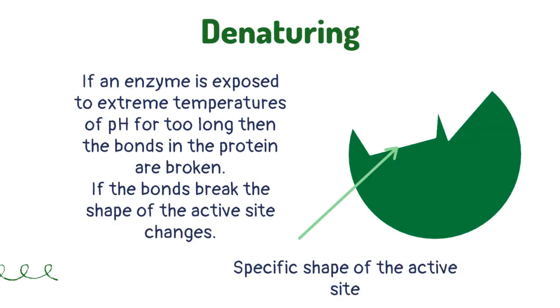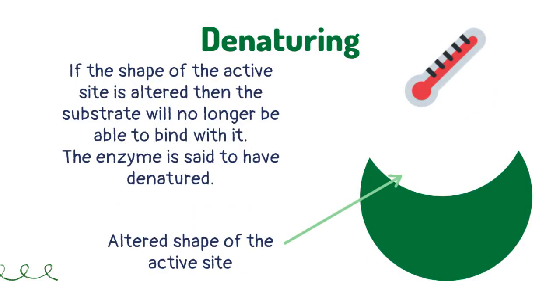If an enzyme is exposed to extreme temperatures or pH for too long, then the bonds in the protein are broken. If the bonds break, the shape of the active site changes. If the shape of the active site is altered, then the substrate will no longer be able to bind with it. The enzyme is said to have denatured.